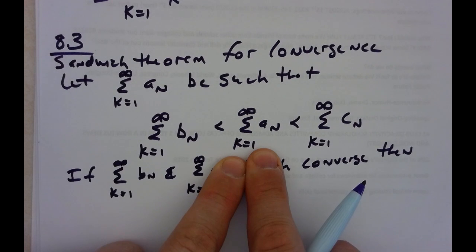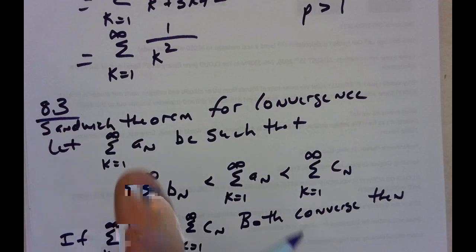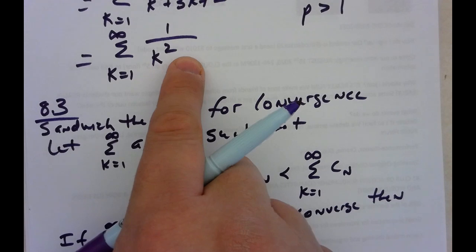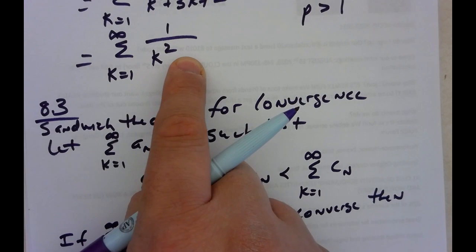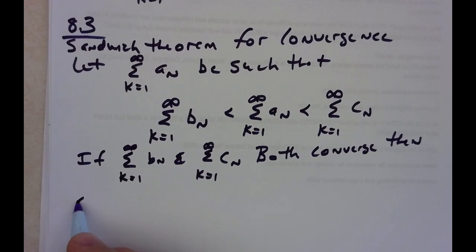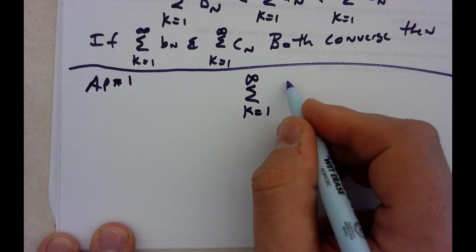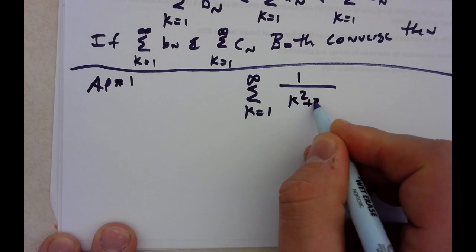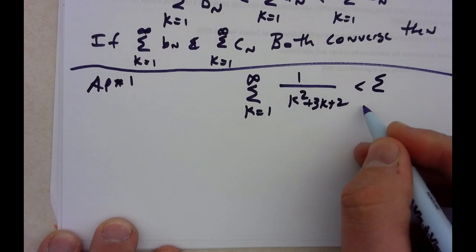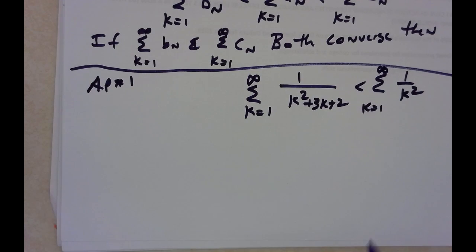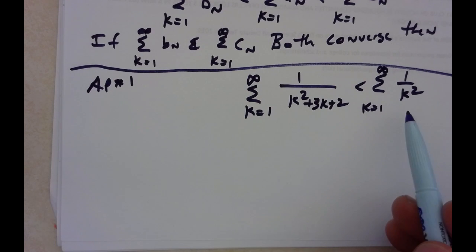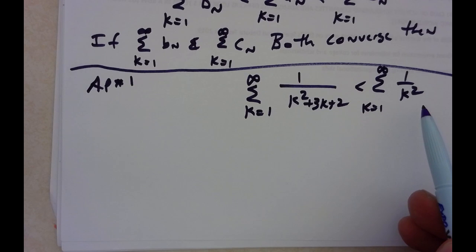We sandwich. I have this problem. This series is always smaller than this series because the denominator is larger. So I know one. The sum from k equals 1 to infinity of 1 over k squared plus 3k plus 2 is less than the sum of 1 over k squared. Is that relationship true? Yeah. Since the terms of this series have a larger denominator, the series test says that one converges.